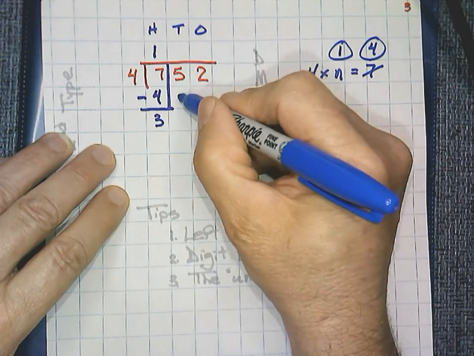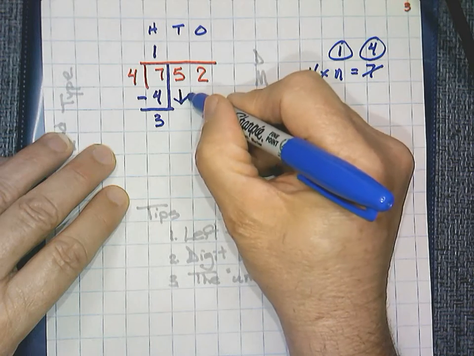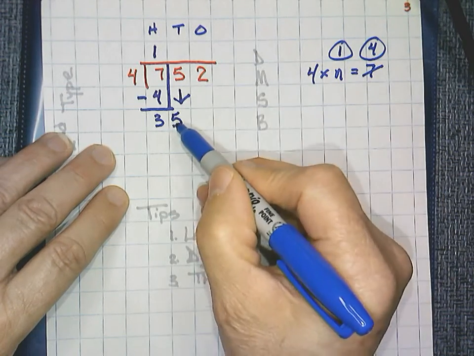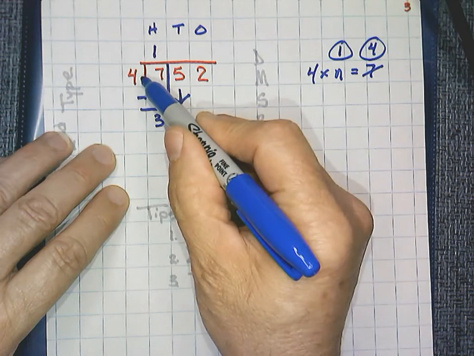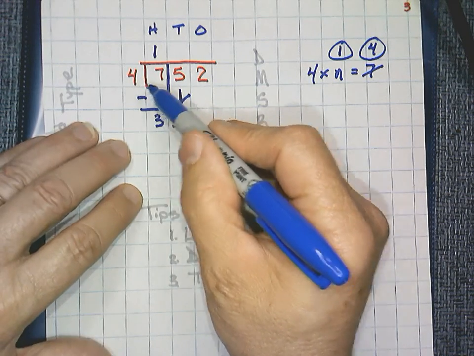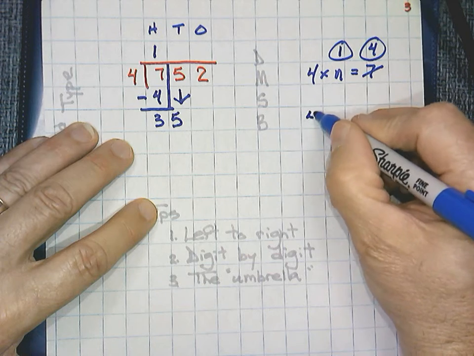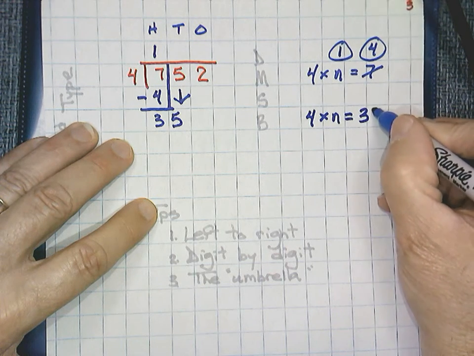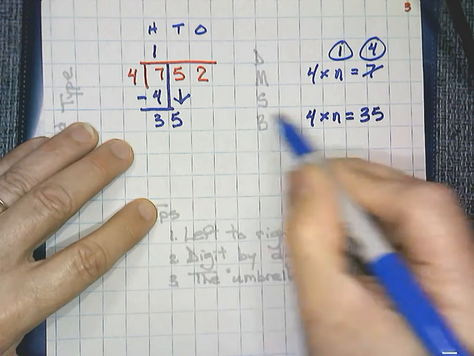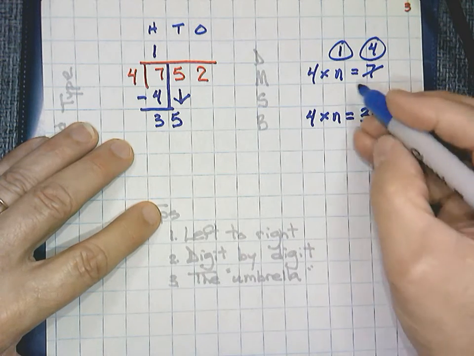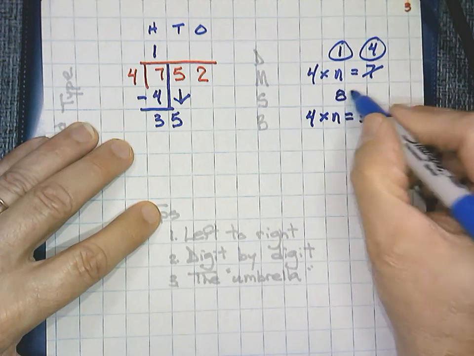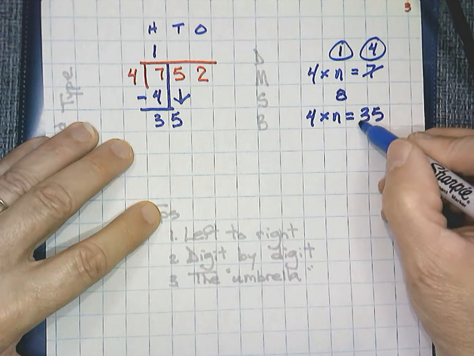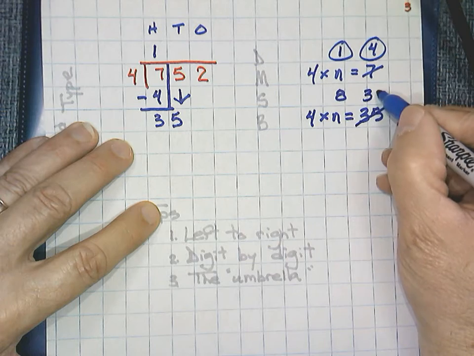Now we're going to bring down only the 5. What we have here is 35 divided by 4, and we're going to write another equation. 4 times n equals our 35, and we're going to solve for n. Well, that would be 8. 4 times 8 does not equal 35, but it gets us close. It gets us to 32.